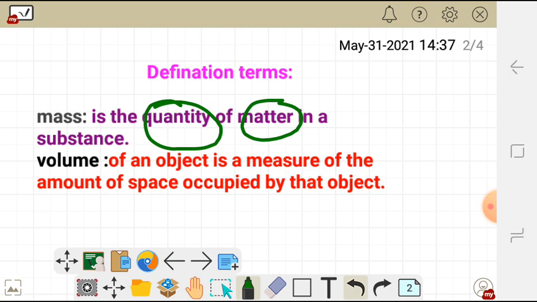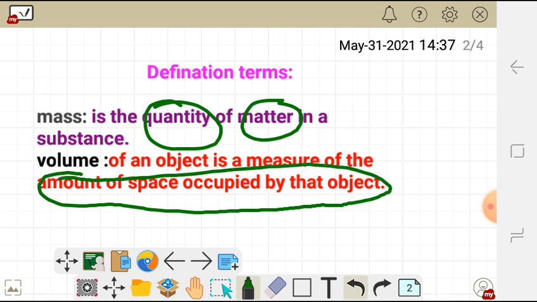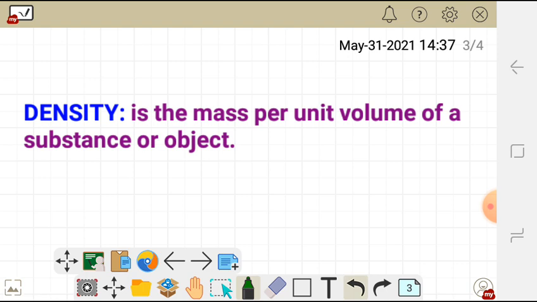The volume of an object is a measure of the amount of space occupied by that object. The amount of space that an object occupies is what we call volume. Density is the mass per unit volume of a substance or an object. It is simply the ratio of mass to volume.